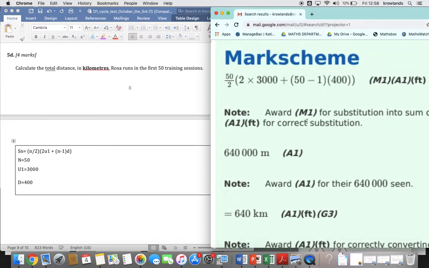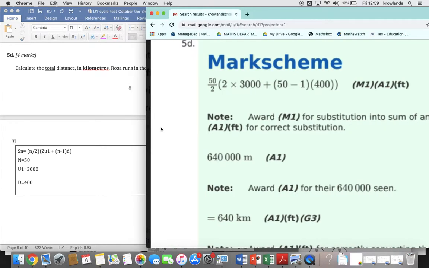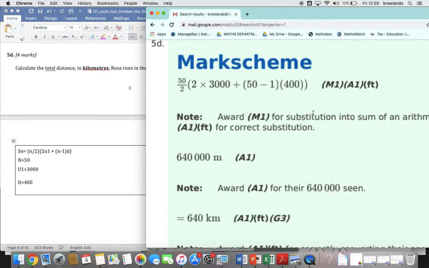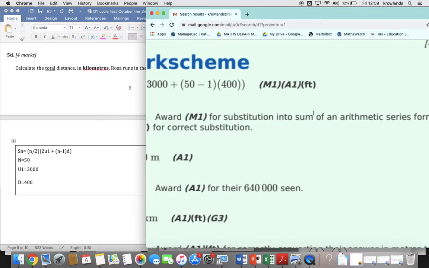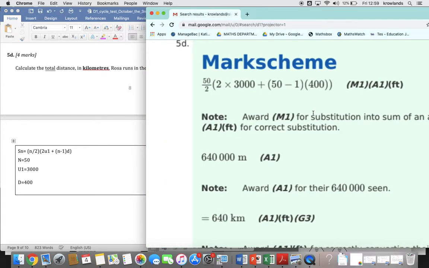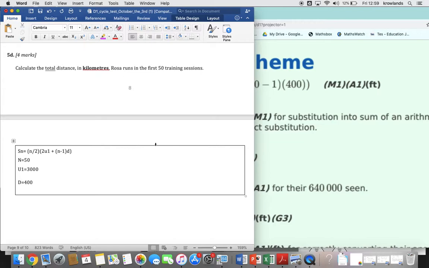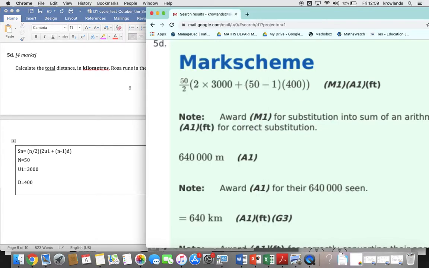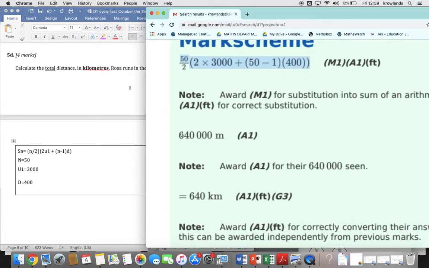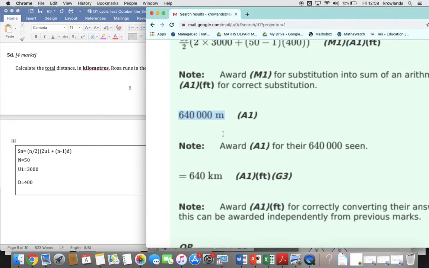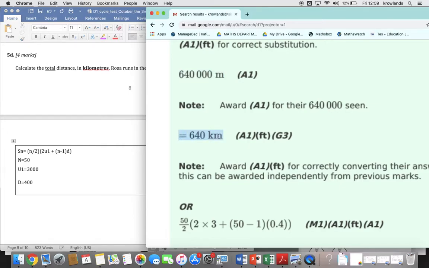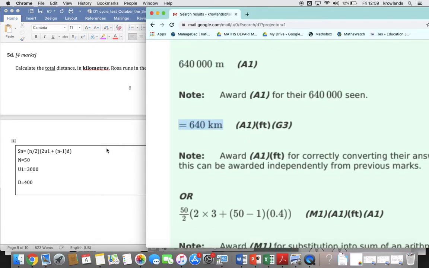And then there are 4 marks altogether. So let's see where they come from. You actually get 2 marks for the first bit. So you get 2 marks for this bit here. You get 1 mark for writing 6,400 metres by putting it into your calculator. You get 1 mark for understanding, well, we need to put this into kilometres.